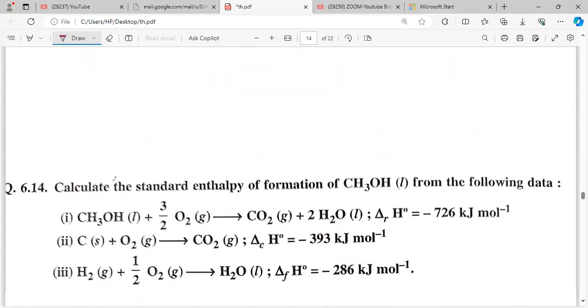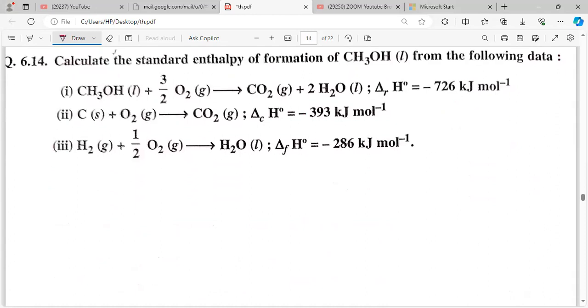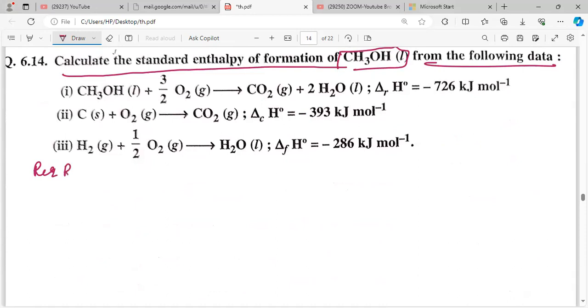Question number 14. Can you solve this question? Calculate the standard enthalpy of formation of CH3OH from the following data. First of all, the required reaction. Required reaction means from the standard state, we have to form the product. The standard state of carbon is C, of hydrogen is H2, of oxygen is O2. So you need to form CH3OH.